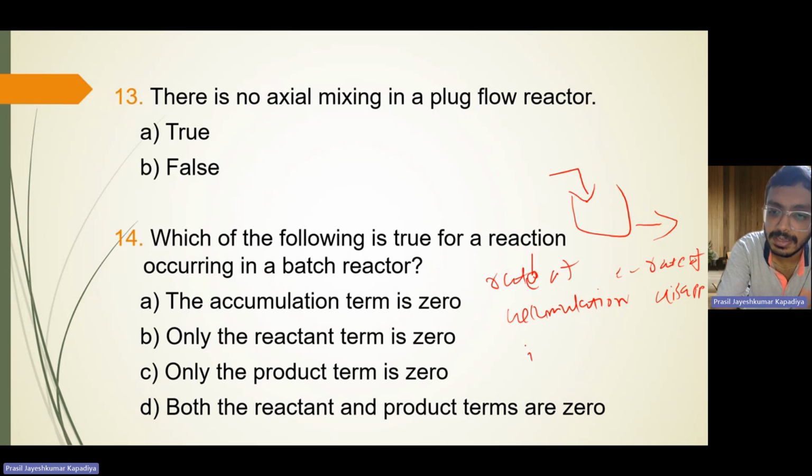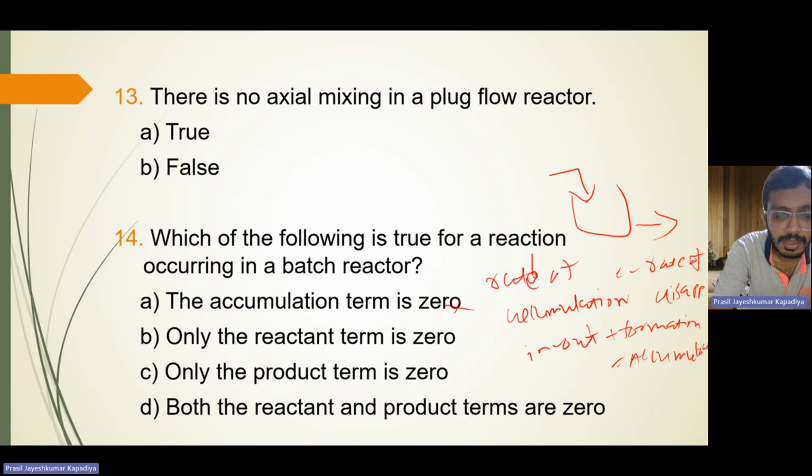Our actual balance is in minus out plus formation is equal to accumulation. But in batch reaction, there is no input, there is no output. We just dump everything. So what should be there? The accumulation term is 0.